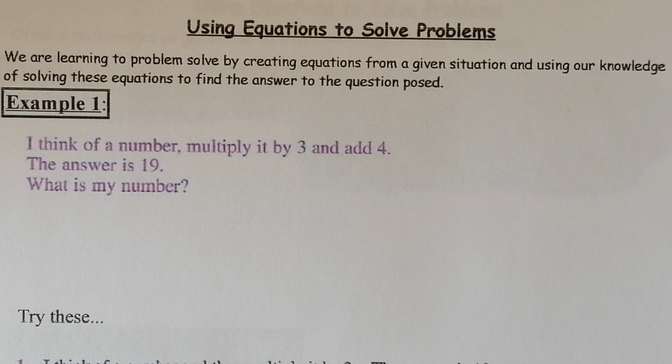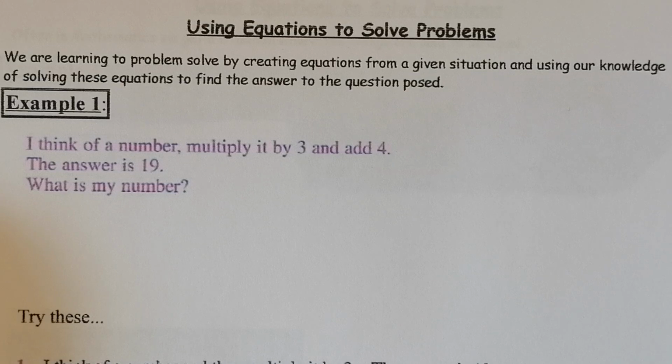So just a quick rundown of a couple of questions here. The first question I've got is: I think of a number, I'm going to multiply it by 3, and I'm going to add 4 onto it. The answer that I get when I do that is 19. So what number would I really start with? Let's try that out.